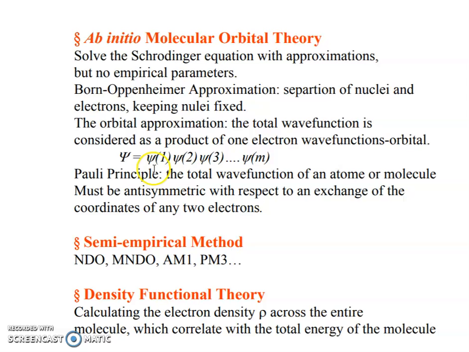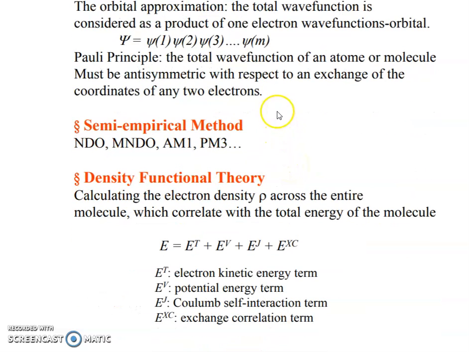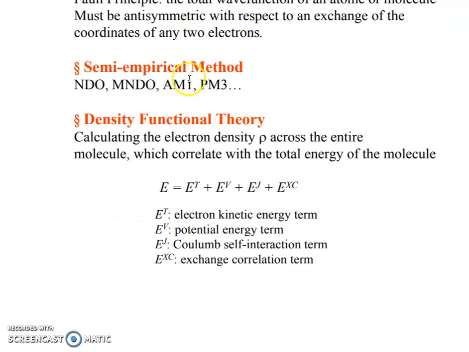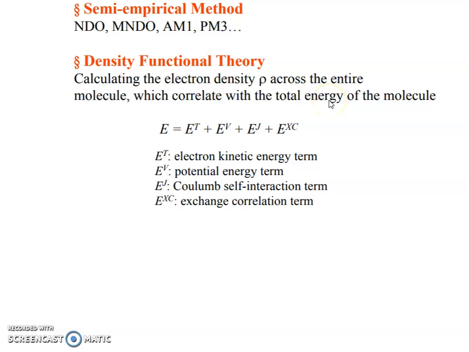So psi is equal to psi 1, psi 2, psi 3 up to psi n. According to Pauli's principle, the total wave function of an atom or molecule must be antisymmetric with respect to an exchange of the coordinates of any 2 electrons. So we have the semi-empirical methods like NDO, MNDO, AM1 and PM3.